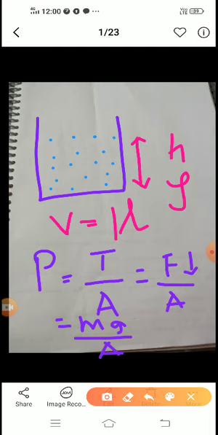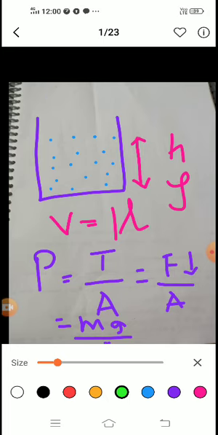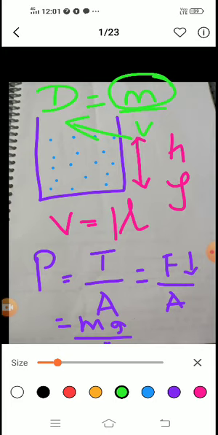So using your density formula, density is equal to mass by volume. Now whom do I have to calculate? Mass. So bring this volume this side, therefore density into volume is nothing but my mass. So using this I will obtain an equation.